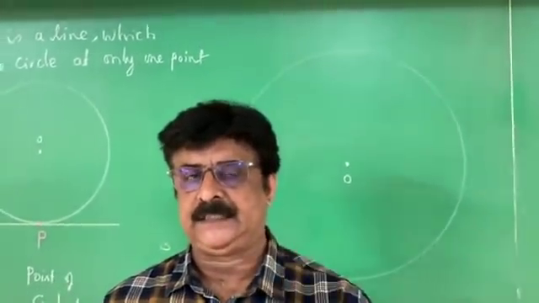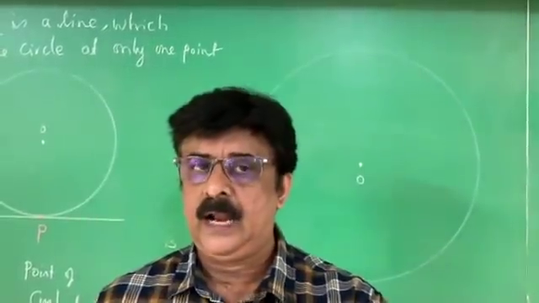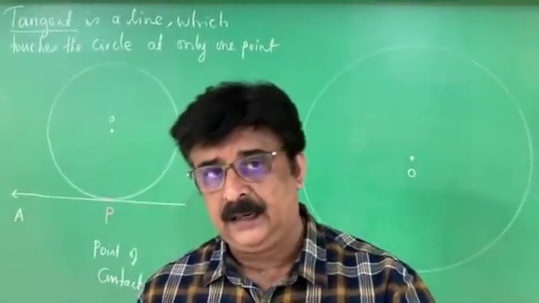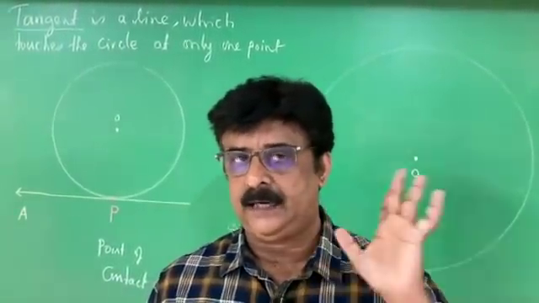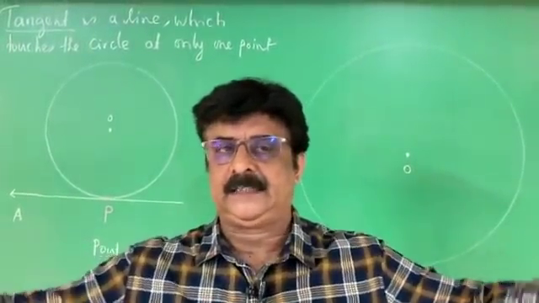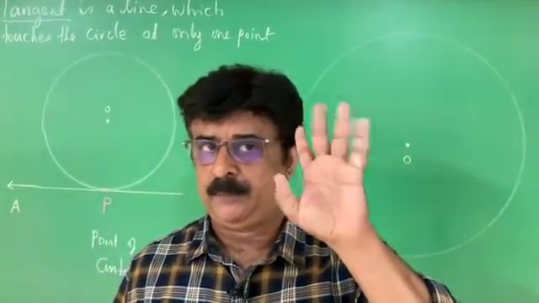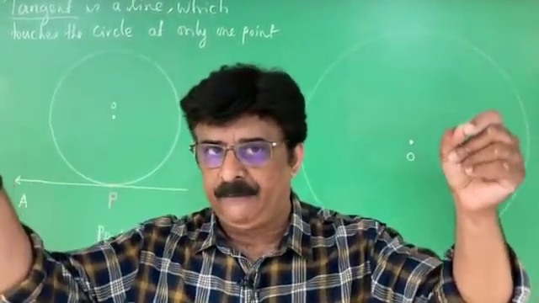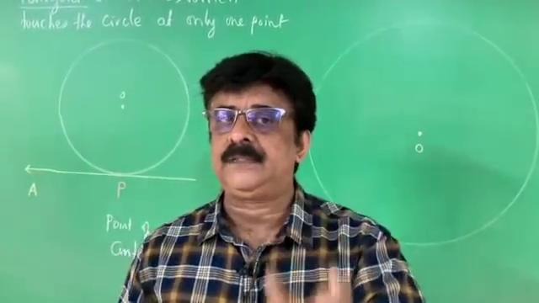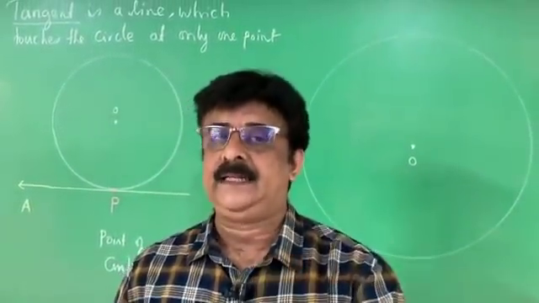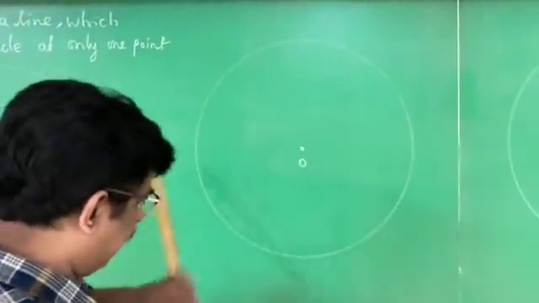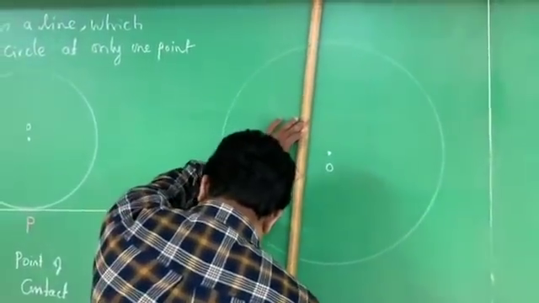Tangent is a line which touches the circle at only one point, and that point is called the point of contact. At any point on the circle, we can draw only one tangent, right? In the same way, the secant is a line which intersects the circle at two distinct points. When you move the secant away from the center, at a particular point the two intersecting points coincide and become a point of contact, and that line becomes a tangent. Simple it is.